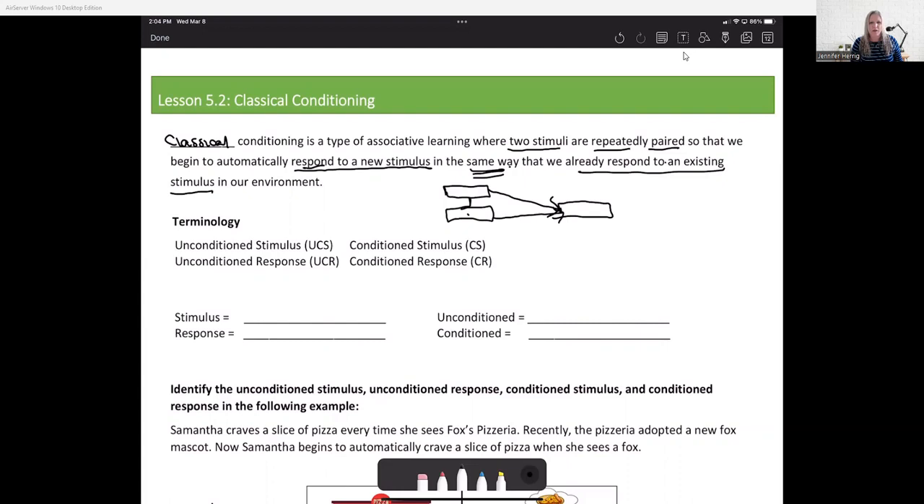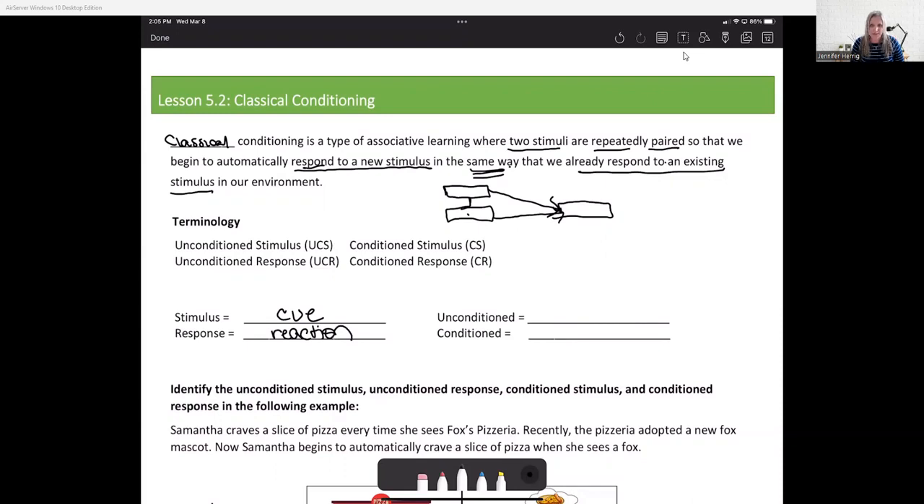So it's the terminology that sometimes trips students up with classical conditioning, and we're going to break this down and make it super easy to remember. So if you see the word stimulus, think cue. All right, this is the cue to do something. This is the cue for a reaction or a response to occur. If you see response, think reaction. So this is that reaction to the cue.